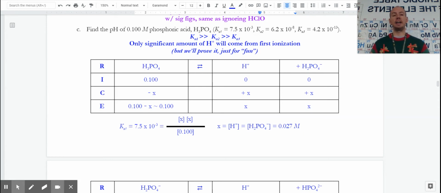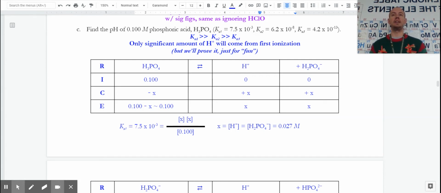So the first ionization is a normal Ka equals x squared over the molarity. I've got my table here. I do my estimation. It is right on the border, but it's still good enough that we can do that estimation. Even if we checked our work with the 5% rule, we'd see that the minus x doesn't make a big difference. And we would see I have a certain molarity of hydrogen ion.